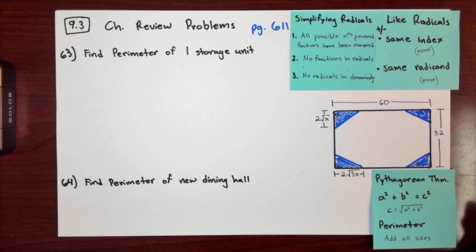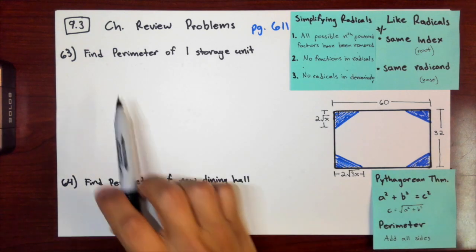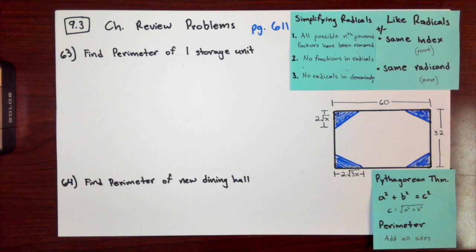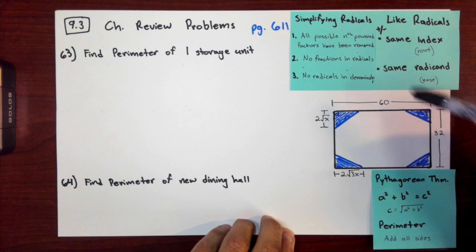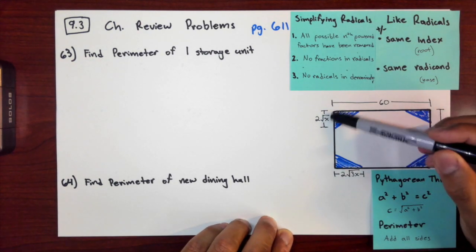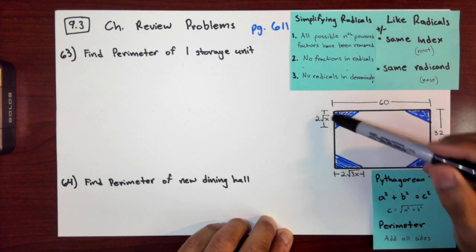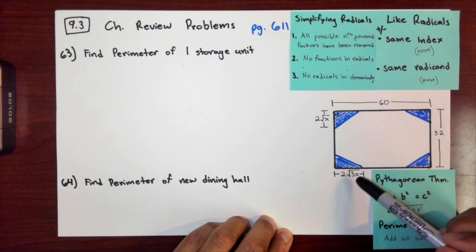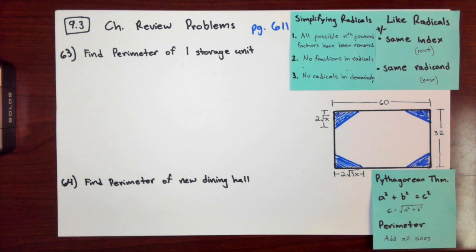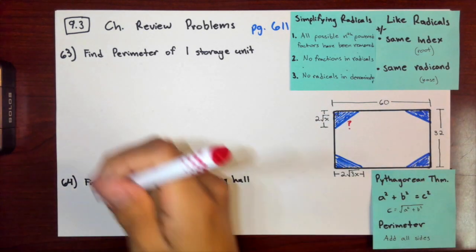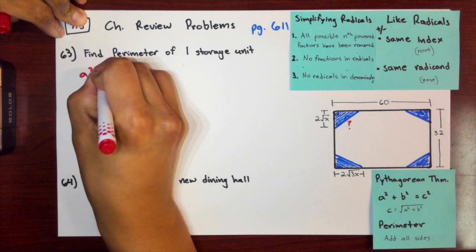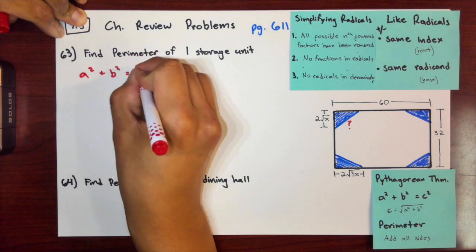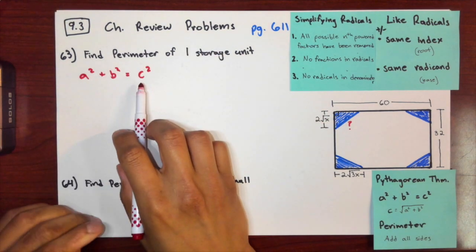Okay, so you're going to use the Pythagorean theorem to be able to solve this problem. Let's find the perimeter of one storage unit. To find the perimeter of one storage unit, basically, all of these sides right here, these sides, and these sides are all going to be the same. And then the longer side, the longer leg of each of these triangles is going to be the same, which is this one right here. So the only side that we're missing is going to be the hypotenuse. All right, so we're going to go ahead and use the Pythagorean theorem, which is a squared plus b squared equals c squared, to find out what c is.